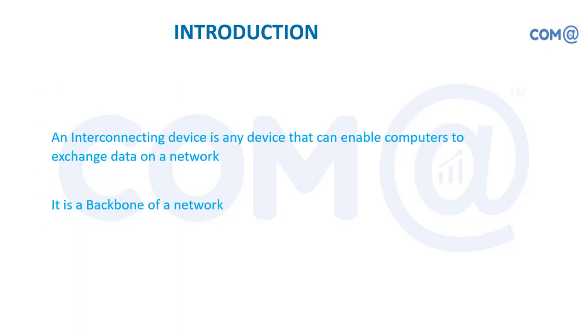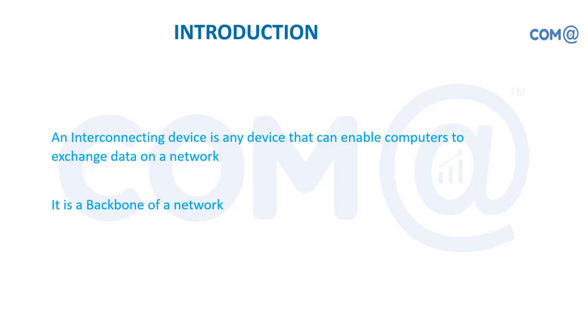So an interconnecting device is any device that can enable computers to exchange data on a network. It can be a hub or switch, any kind of physical device which is used for connecting two computers. It can be a small LAN or an enterprise wide area network. Definitely we need connectivity devices. For LAN we use a switch or hub. In the case of WAN we use a router, but it is an interconnecting device.